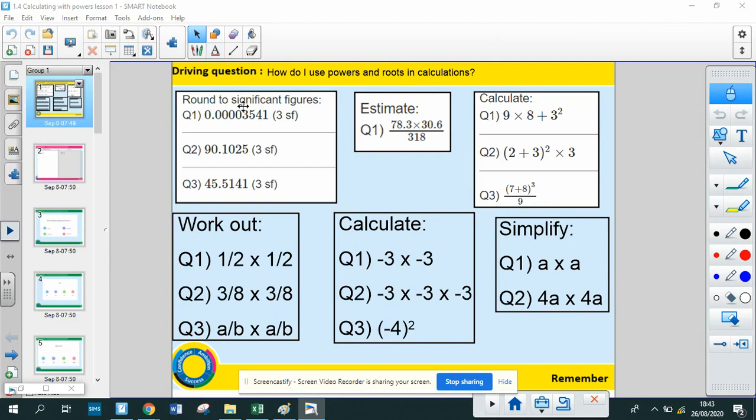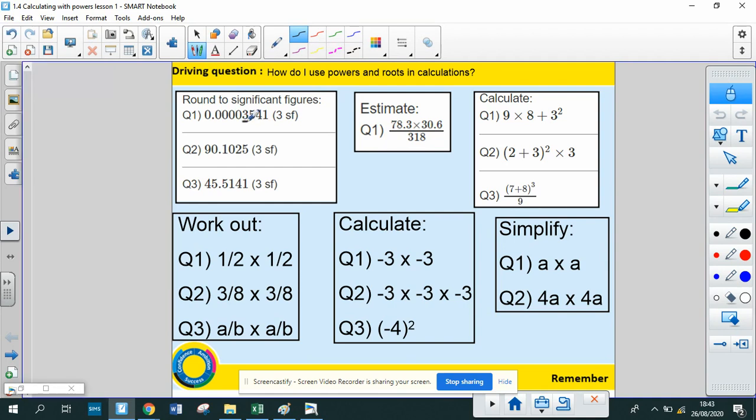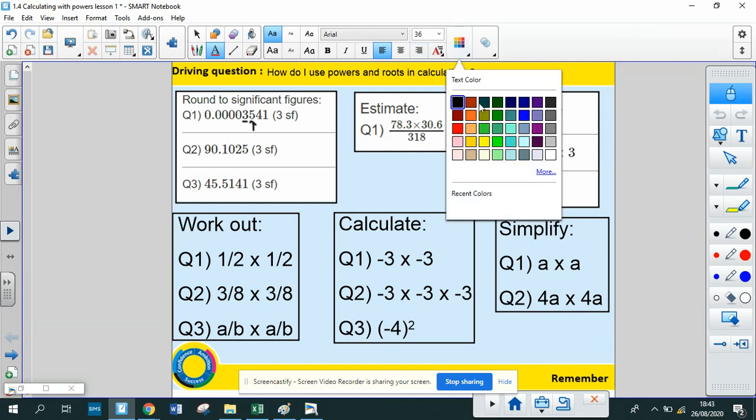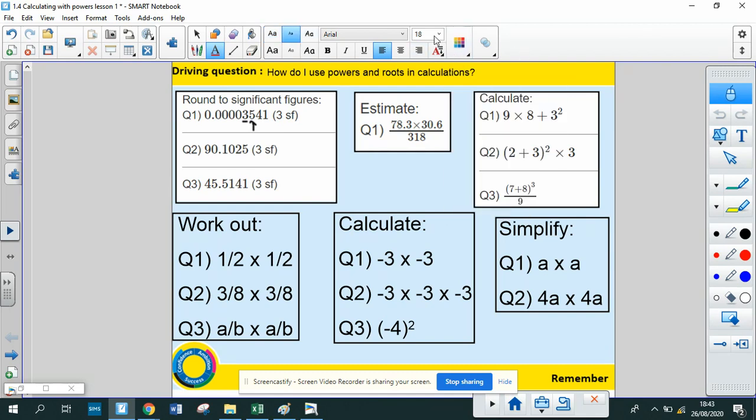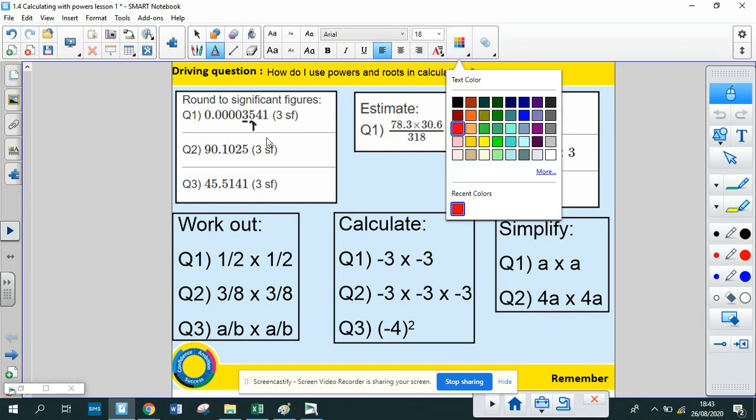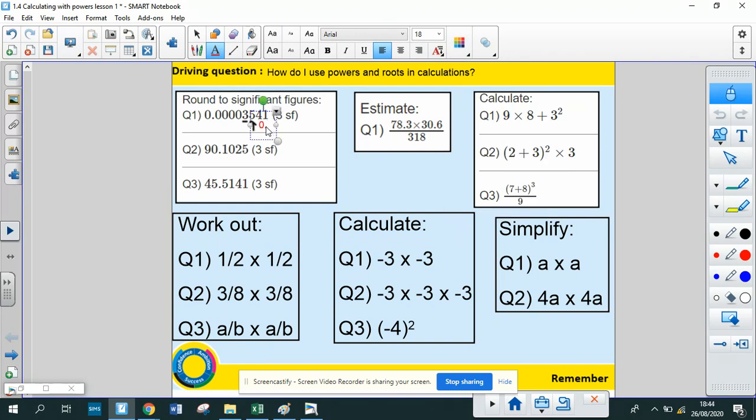Okay, so we want to round this number here to one significant figure. So the number I want to round is 3 and the deciding number is 5. Because that's 5 or more, that's going to round the 3 up to the 4. If it was 4 or less, it would stay the 3. So the answer to that question is 0.00004.